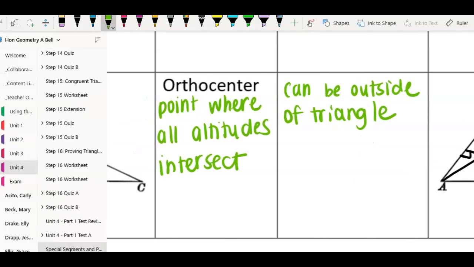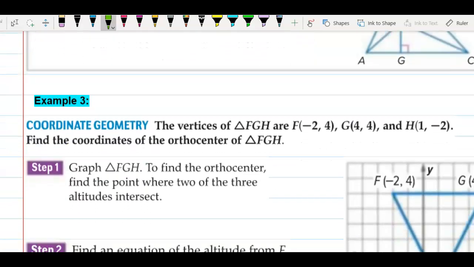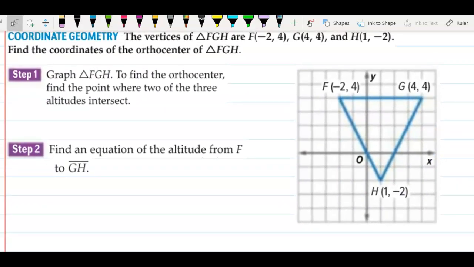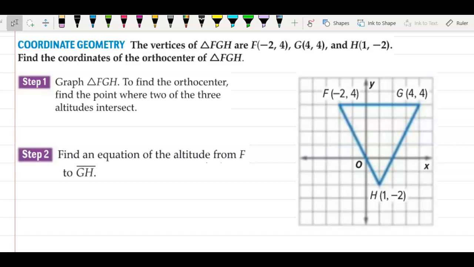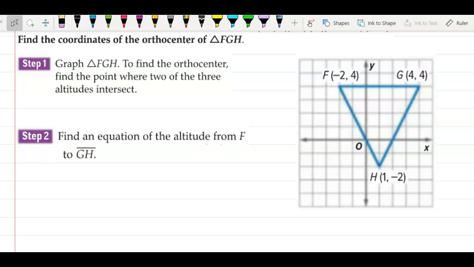Okay, so let's go back. We're going to do one last problem. We're going to actually find the orthocenter in this figure. So it gave us the coordinates of a triangle. First thing we want to do is graph it. So I graphed it. Well, I didn't graph this. This is from the book. I lied. But we can find where the orthocenter should be in a few different steps.